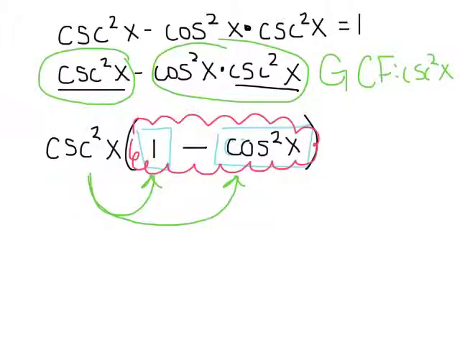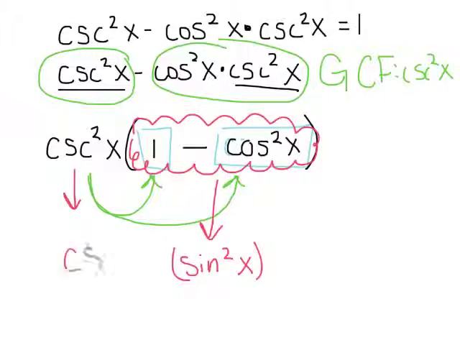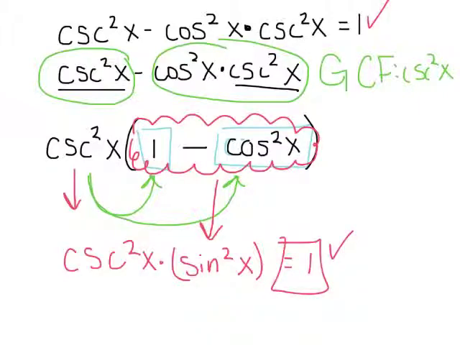So what does this sound like? Sounds like Pythagorean theorem to me. So it becomes sine squared. I still have cosecant squared. They multiply to 1. Okay? All right, let's do another problem. So let's look at your homework.